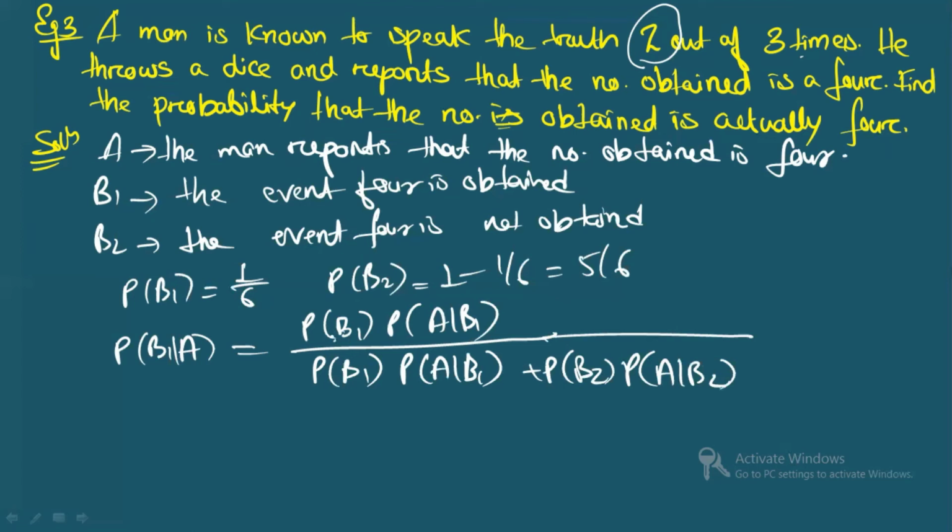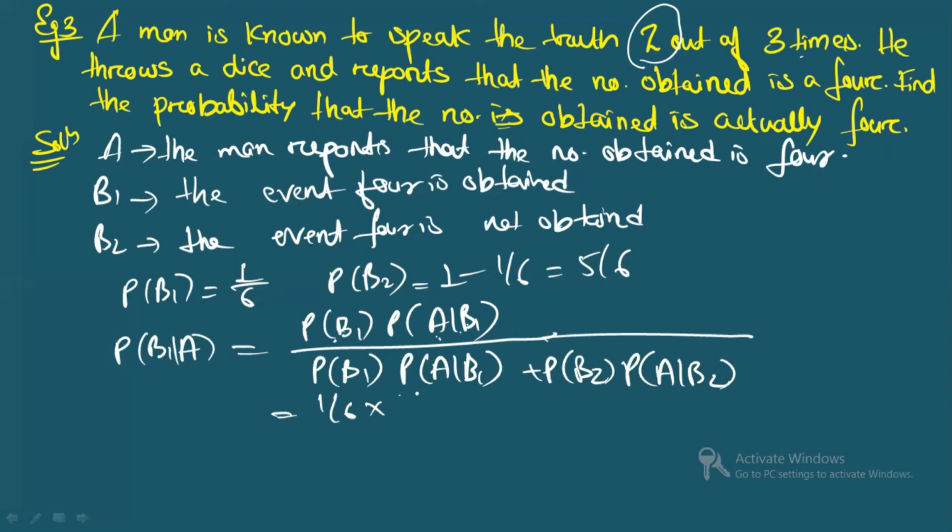Now probability of B1 means the event 4 is obtained. So it will be 1 by 6 into the probability that you have got the event 4 obtained. So you will have to say the man has reported 4. So what will its probability be? So in total, he is speaking the truth 2 times, right?